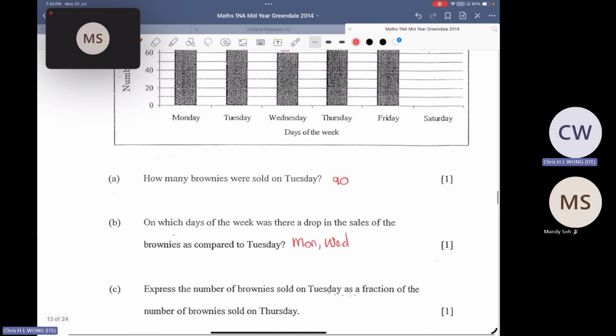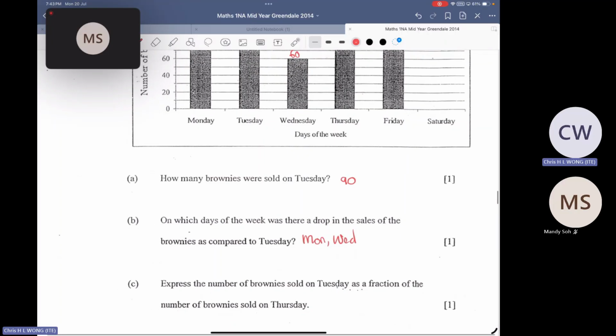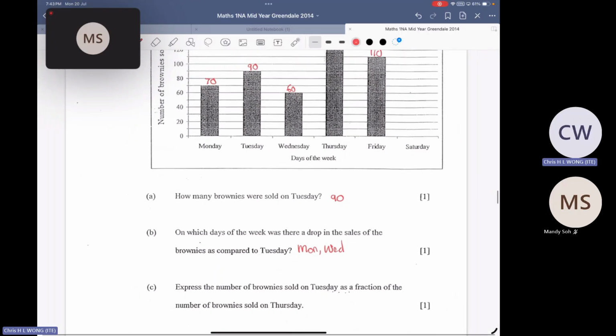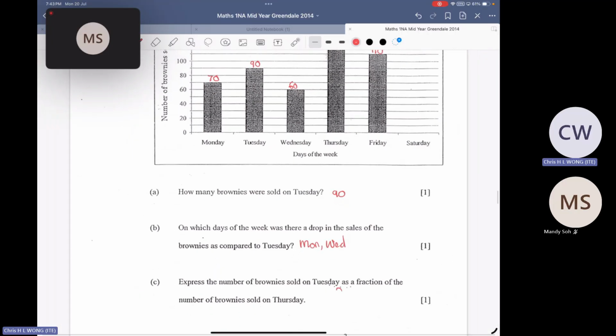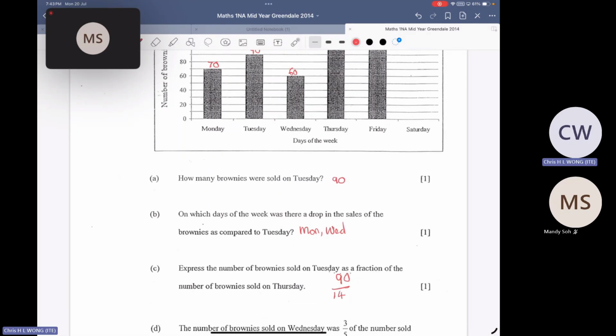Express the number of brownies sold on Tuesday as a fraction of the number of brownies sold on Thursday. Okay, fraction. Tuesday, how many? 90. As a fraction of the brownies sold on Thursday. Thursday, how many? 140. 90 over 140 lah. That's a fraction of. Right? Cancel, answer. 9 over 14. Answer. Yeah. Easy, right? Yeah.